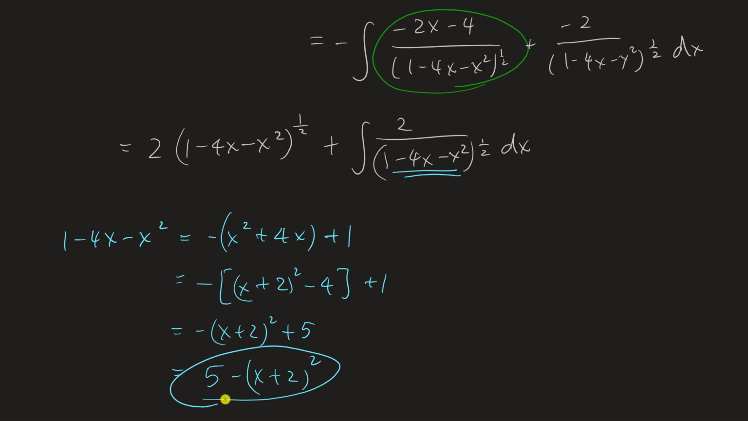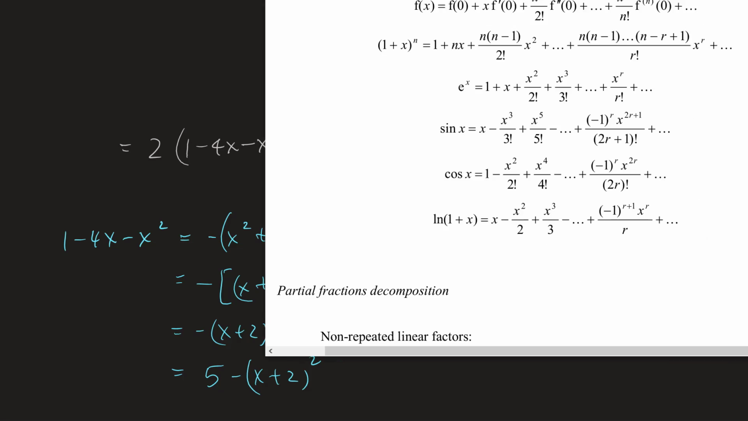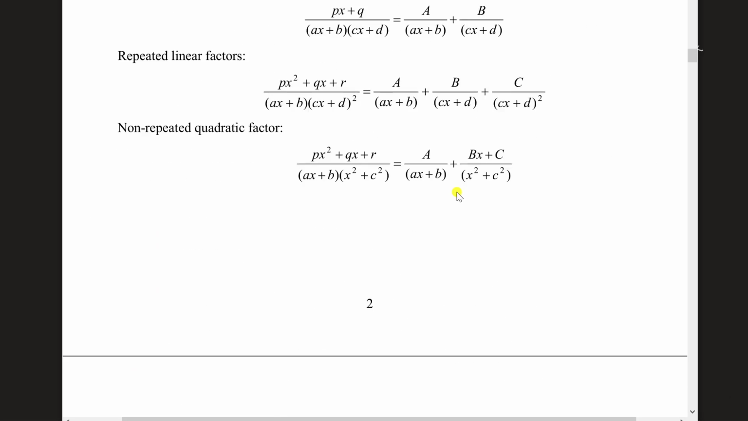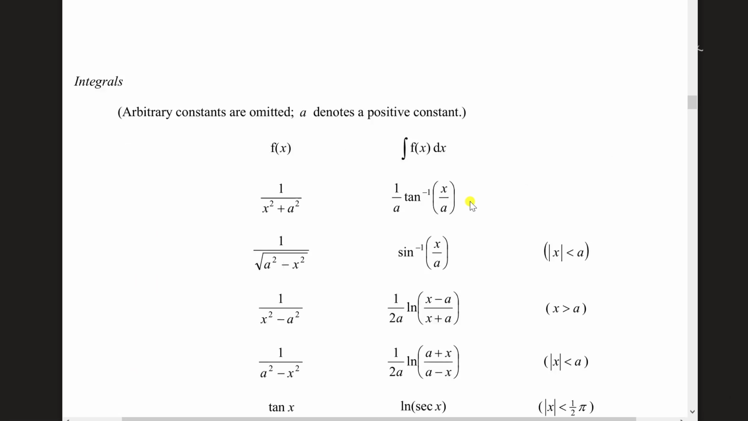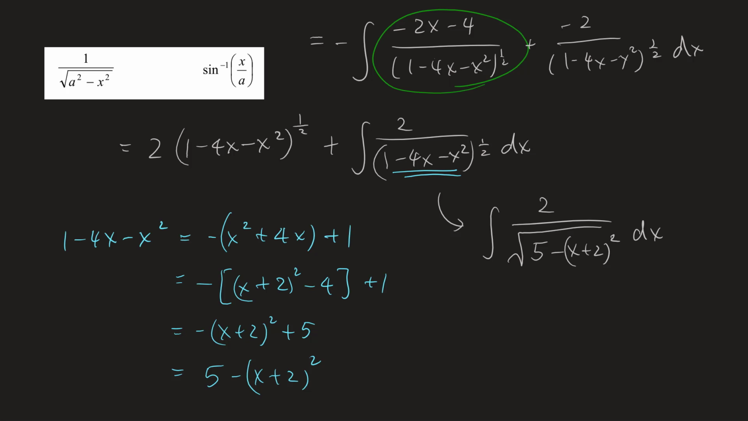I'm going to replace this thing here by this. You see something nice. So this would be integrating of 2 over square root 5 minus x plus 2 whole thing square. Suddenly, this becomes a lot nicer. Once you go to the MF26 here, let me just scroll down. You realize that it resembles this form the best. Can you see that here?